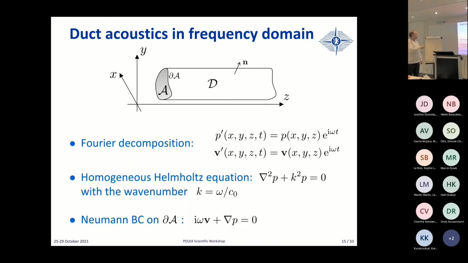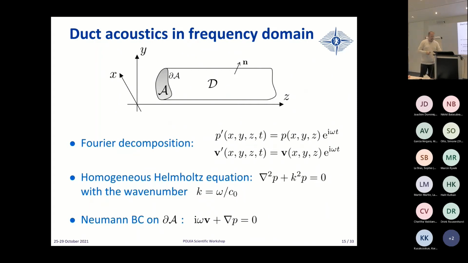And the boundary condition that you have along the wall is, of course, a Neumann boundary condition, so it's a non-penetration boundary condition. And this is the expression. This is equivalent to this boundary condition using the linearized momentum equation that we have seen before.